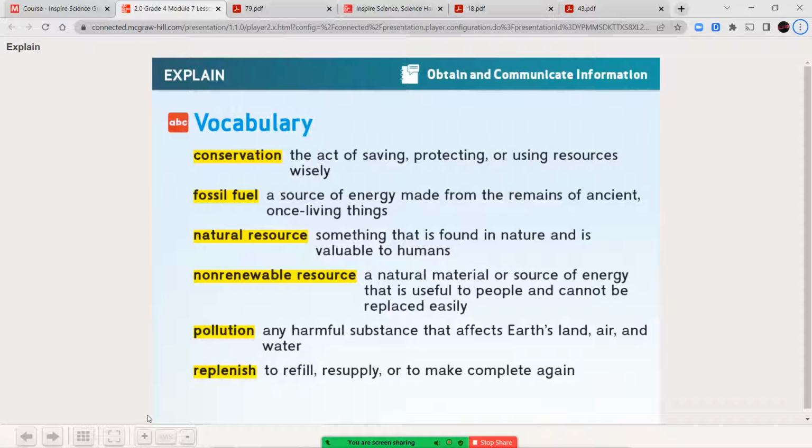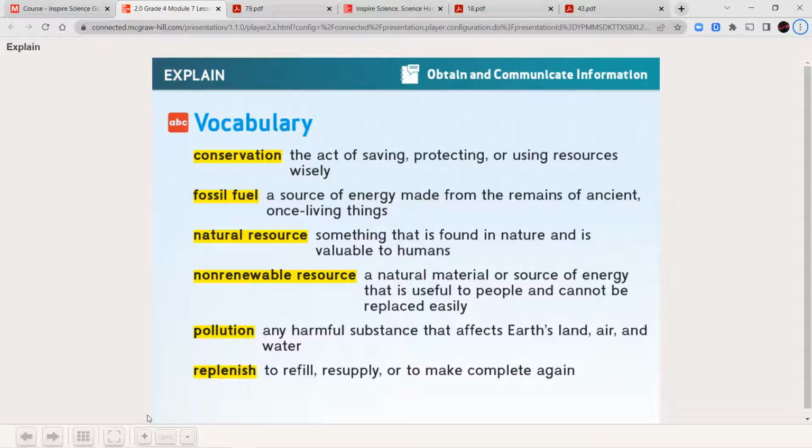Next, we have natural resource. A natural resource is something that's found in nature, and it's something that's valuable to humans. It's something that we use. A non-renewable resource is a natural material or source of energy that we find in nature that's useful to people, but it's really hard to replace. It's not something that can be replaced or can be regenerated easily. It takes a long time.